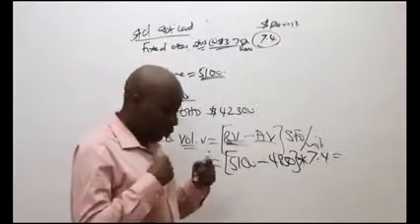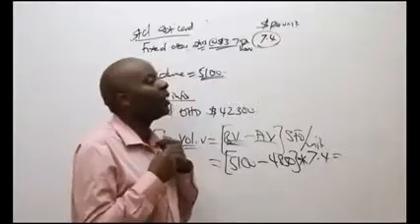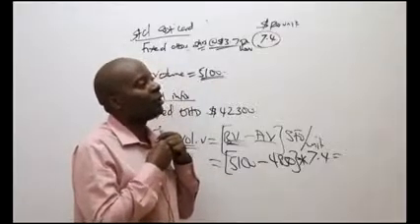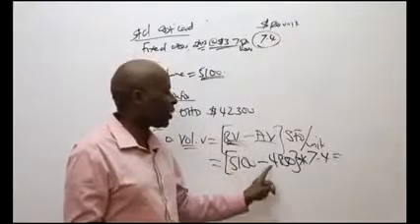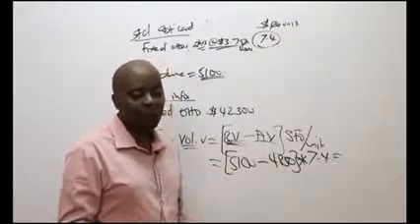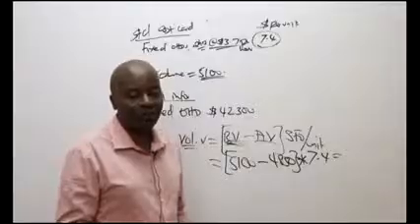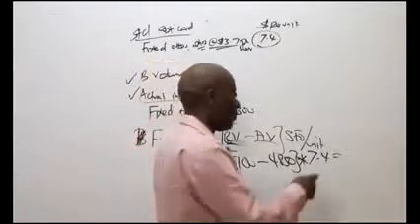What do we have here? Someone help me out. Open brackets, this minus this, close, times 7.4. Please give us a figure. 1,850 adverse.